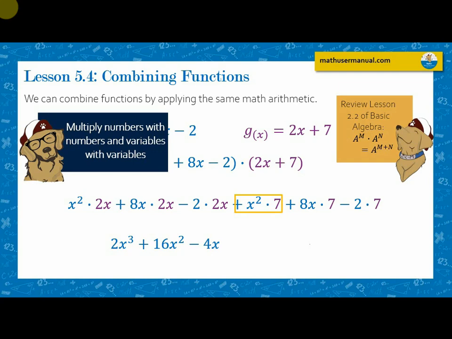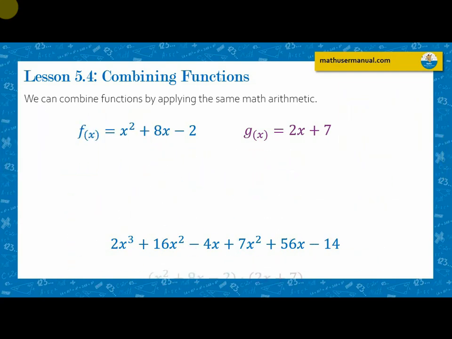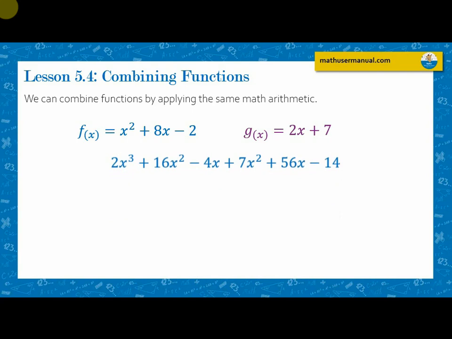X squared times 7, there is only one number and one letter, so 7x squared. 8x times 7, numbers and numbers, 8 times 7 is 56. We only have one x, so 56x. And finally, minus 2 times 7, those are just two numbers. Minus 2 times 7 is negative 14. And we get rid of all of the multiplications, but we still have to combine like terms because remember, we have to simplify this as much as we can.